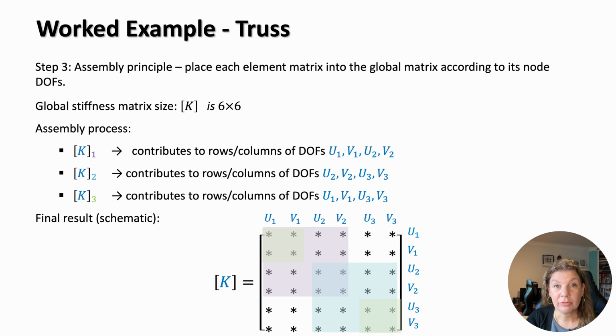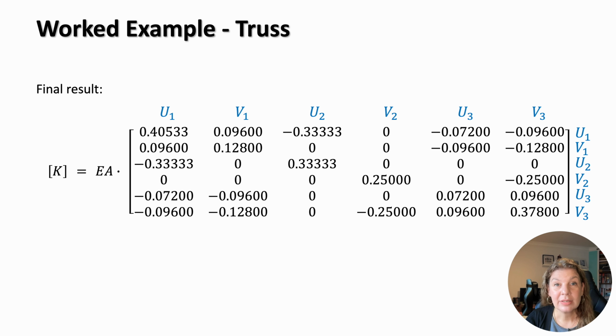Where members share degrees of freedom, the contributions add together. In this way, the global stiffness matrix accumulates the stiffness of all three members, giving us a 6x6 system that represents the whole truss. Now that we understand where to place them, we can place the actual numbers from each 4x4 element matrix into the 6x6 global matrix in the rows and columns that we discussed. These rows and columns correspond to the end node degrees of freedom, and we add any overlapping terms. We can pull out a common E times A factor since all members share the same E and the same A, and we'll get the exact fractional matrix.